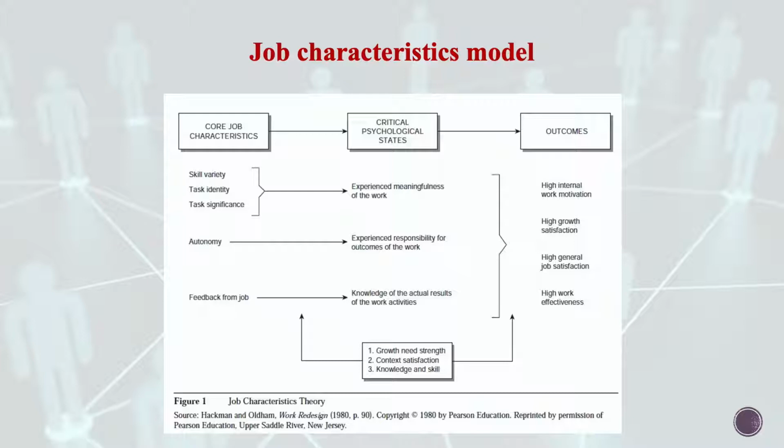So we are trying to understand how some of the core job characteristics such as skill variety, task identity, task significance, autonomy and feedback from job, all those characteristics are affecting job outcomes through the critical psychological states such as experienced meaningfulness of the work, experienced responsibility for outcome of the work, knowledge of the actual results of the work activities and so on. This is a major contribution of the job characteristics model. Now we'll discuss what is skill variety and then other dimensions of the job characteristics model.